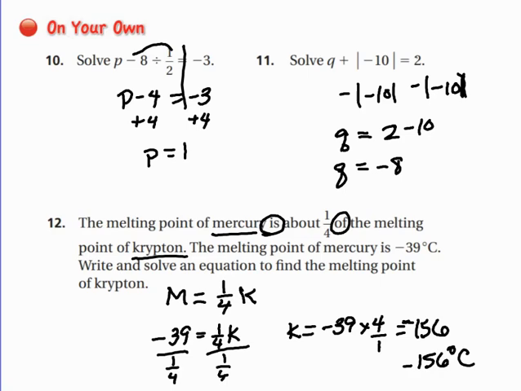Number 12, our key sentence was the very first one, and it says the melting point of mercury, we call that M, is, means equals, about 1/4 of, means times, the melting point of krypton. So I have right here M equals 1/4 times K. We solve by dividing by 1/4, which is keep, flip, change, multiply 39 times 4. It is 156, and then there's a negative sign on there. So we have negative 156 degrees Celsius is the melting point of krypton.